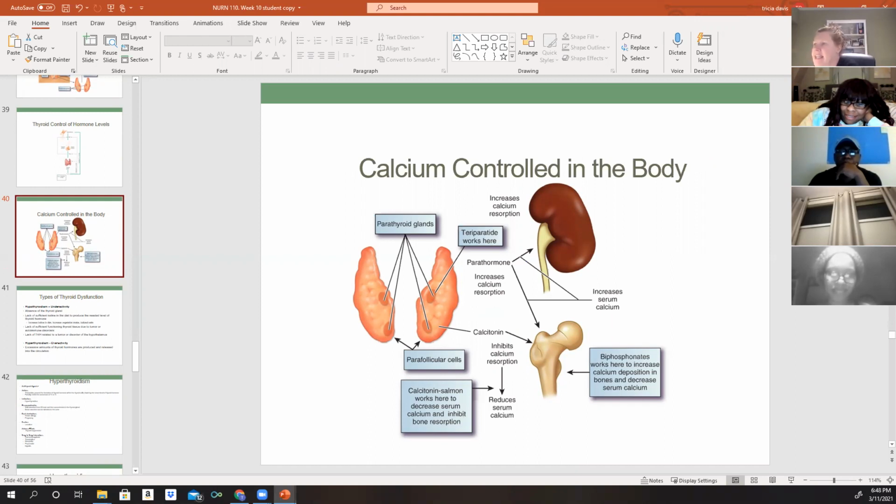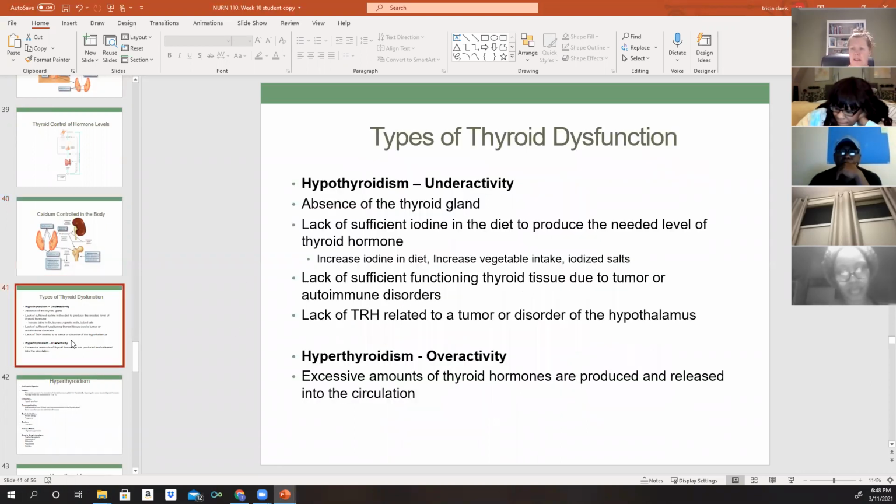Here it is again. Okay, so the thyroid and the parathyroid are also responsible for controlling our calcium levels in the body. This slide is in your book, so you can take a look at that. So what types of thyroid dysfunction do we see? You'll see these very commonly in the clinical setting with your patients.